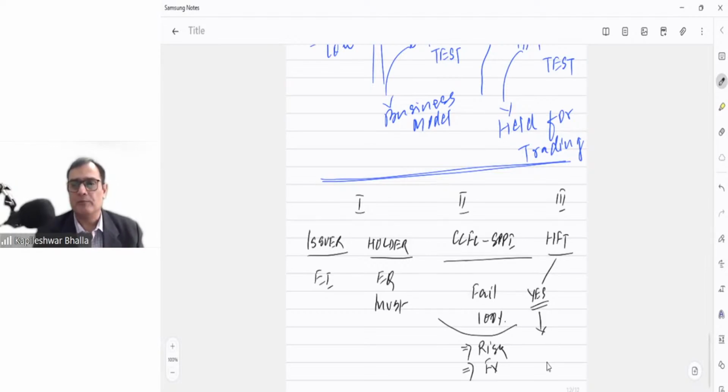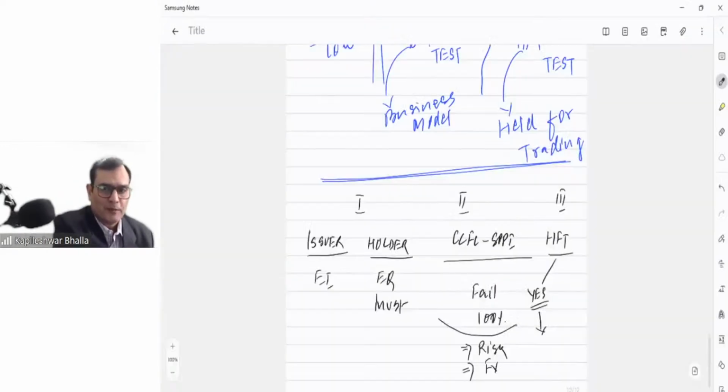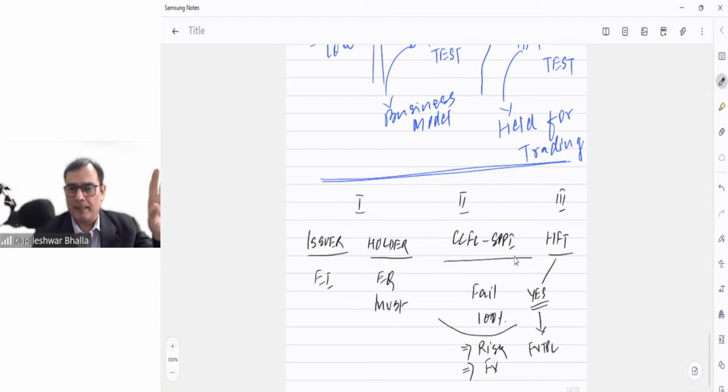Would you like to give me the measurement approach in this case? It's going to be FVTPL, because the company is taking a huge risk by making a short-term profit-making objective. So we are going to apply FVTPL.